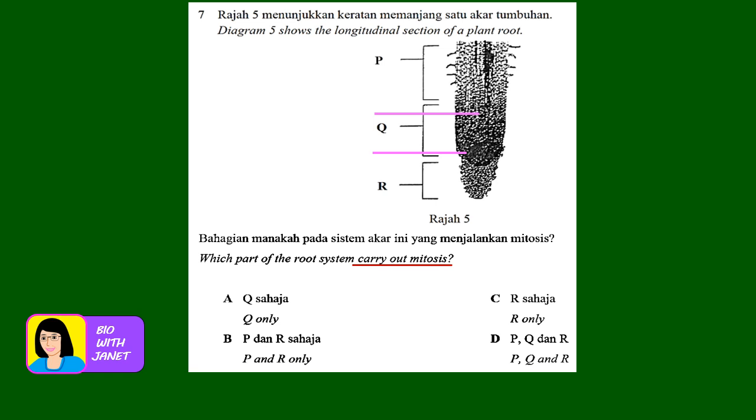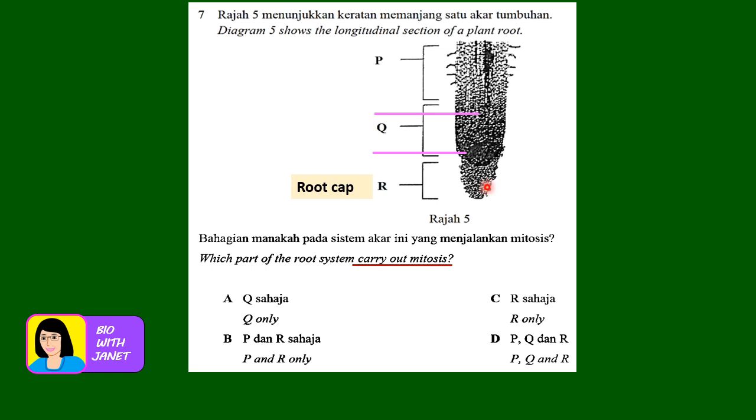Question 7. Diagram 5 shows the longitudinal section of a plant root. Which part of the root system carries out mitosis? Okay, so we have to identify parts R, Q, and P. Now R is at the tip of the root. It is not a part of the root, but actually it's the root cap. Okay, R is the root cap to protect the tip of the root, right?